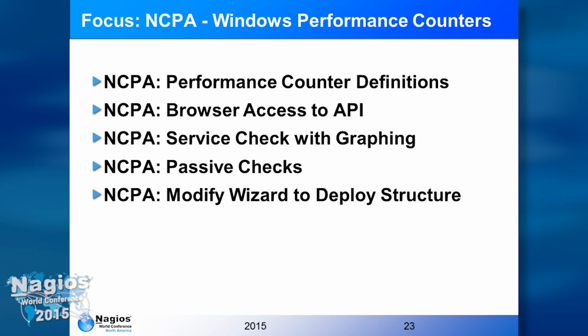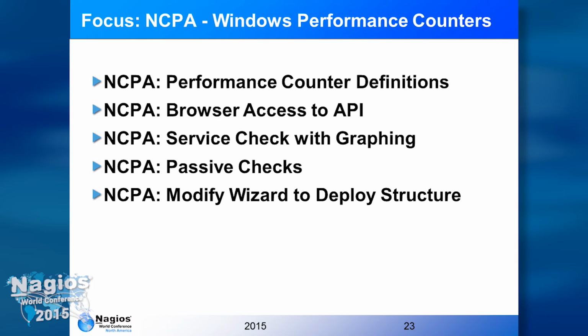It creates a browser API access. So with NCPA, you can create links that you can drop into a browser, and it will give you the information about that server. So I've created a part of this script so that it will do that automatically for you, so that you can test out what you want to see, what kind of information is happening on that server. And then the active service check will go out, do the check, and automatically build graphing for that particular service check. And then passive checks.